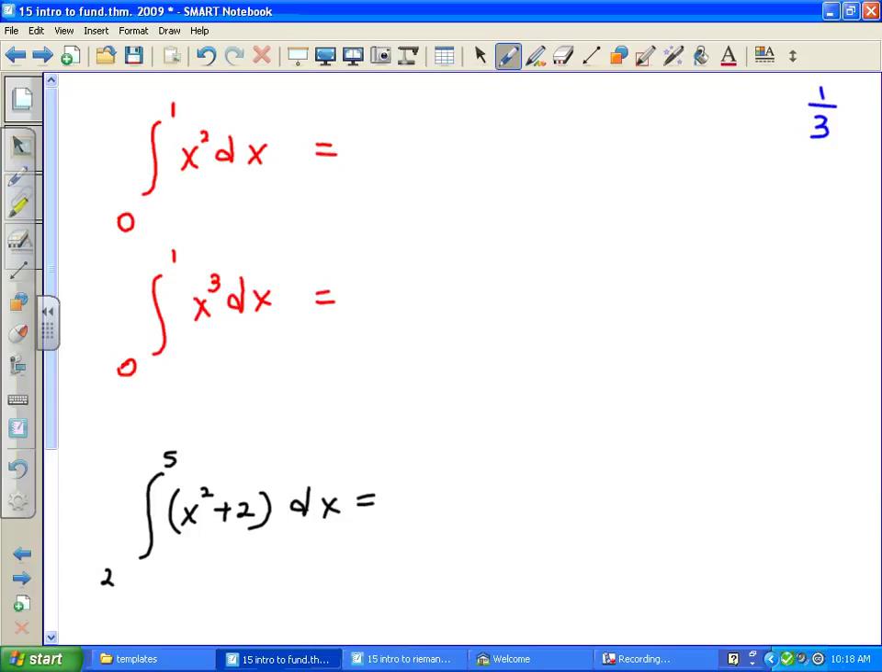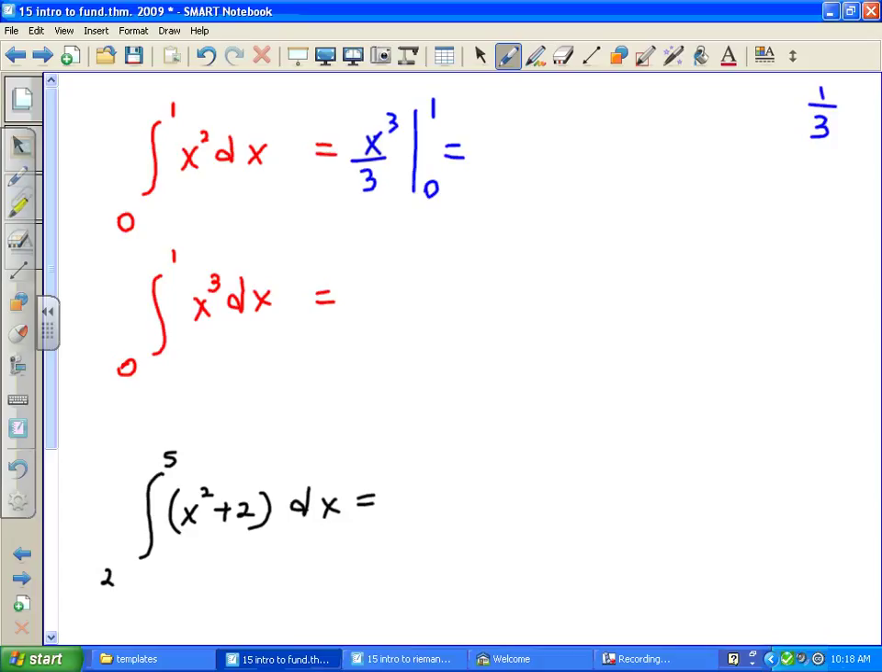Now, let's do it with the shortcut method, see how easy it will be. To find the area under x squared, we need to first find the antiderivative of x squared. What is the antiderivative of x squared? X to the third over 3. And the notation we use is we put a line here saying that we're going to evaluate this from 0 to 1.